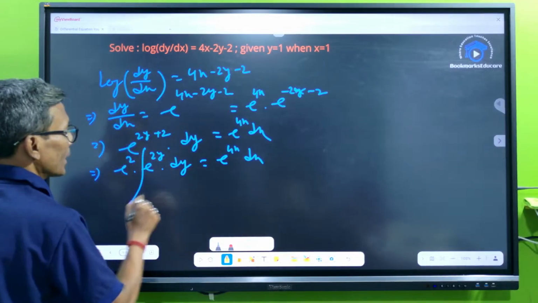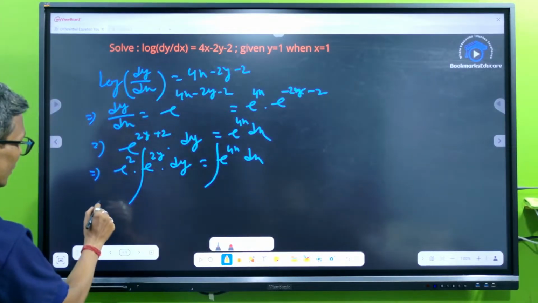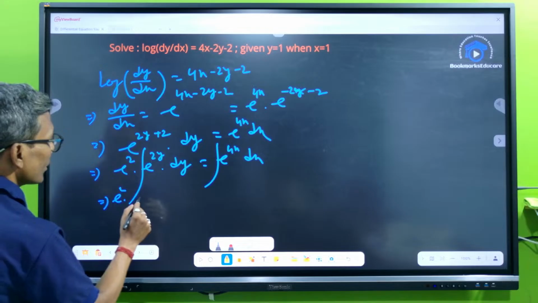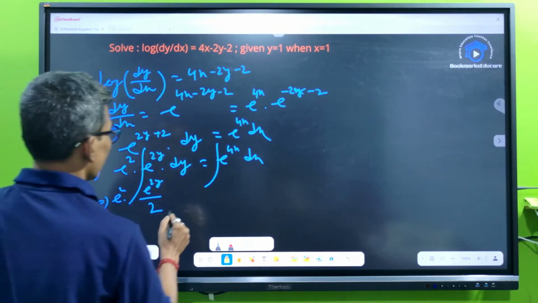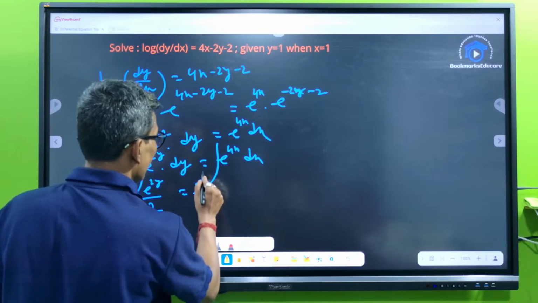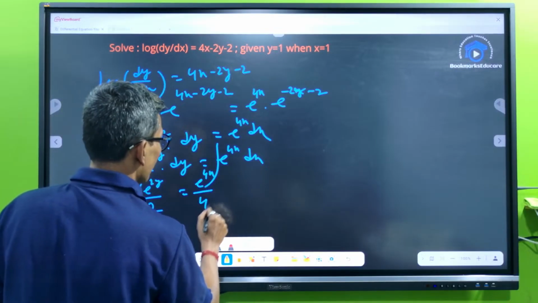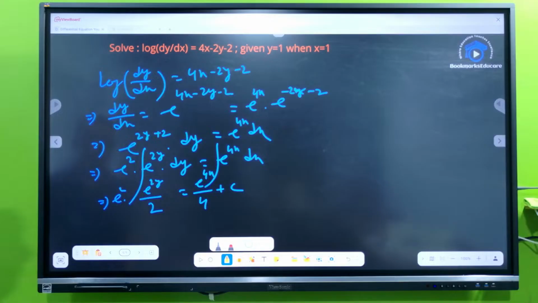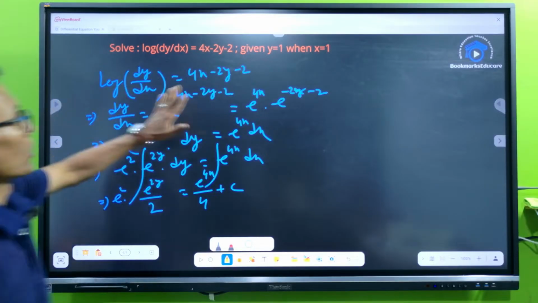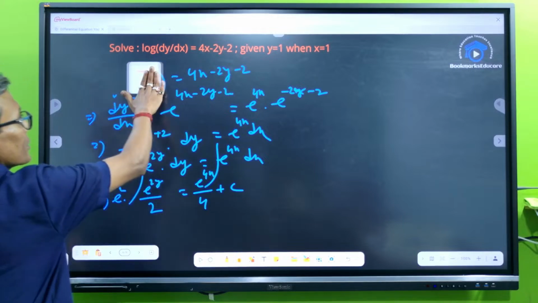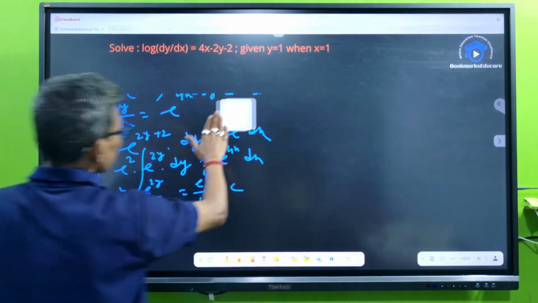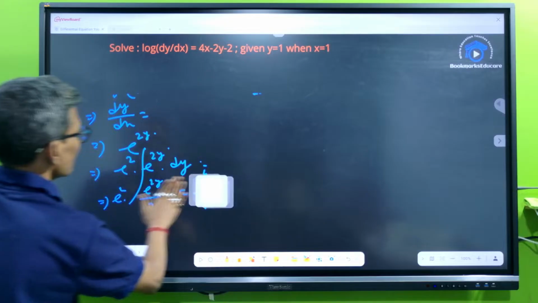So integrating on both sides, e squared into e^(2y)/2 is equal to e^(4x)/4 plus c. So this is the required answer, or you can say this is the solution of this differential equation.